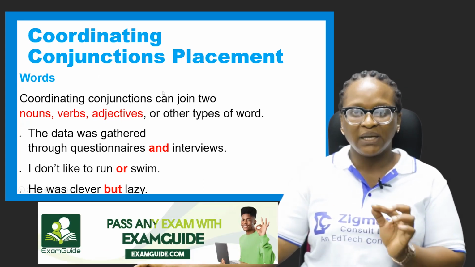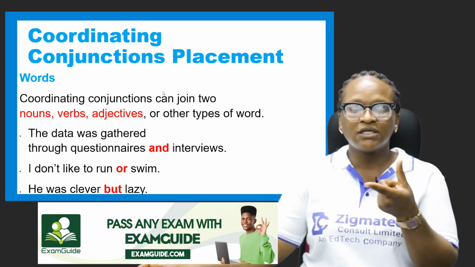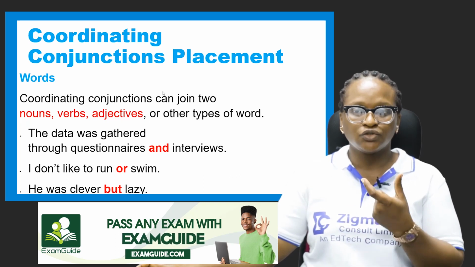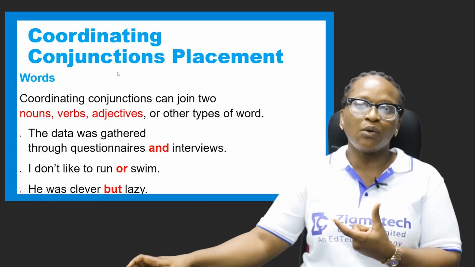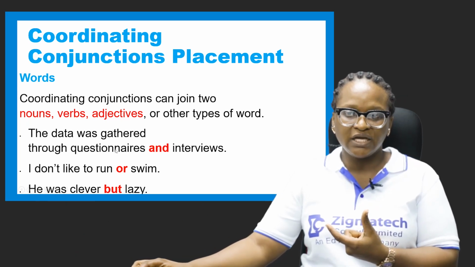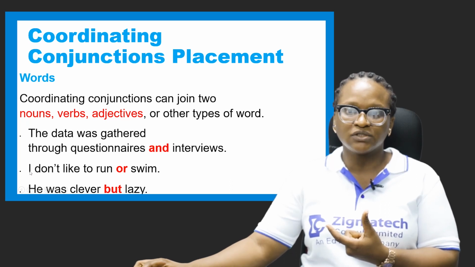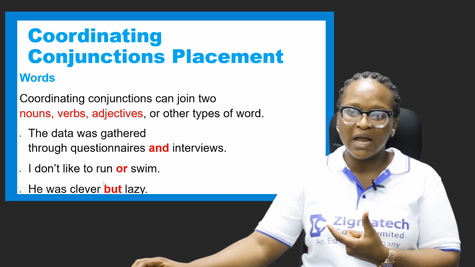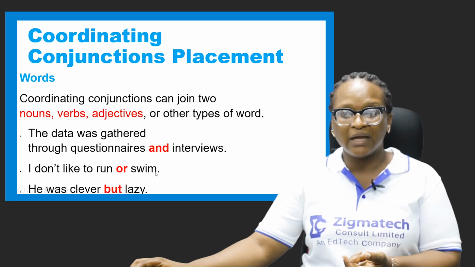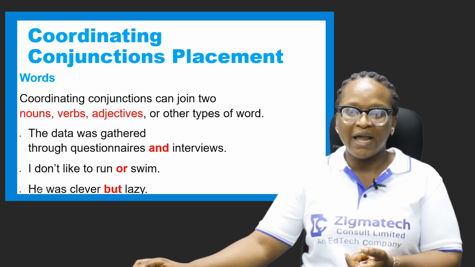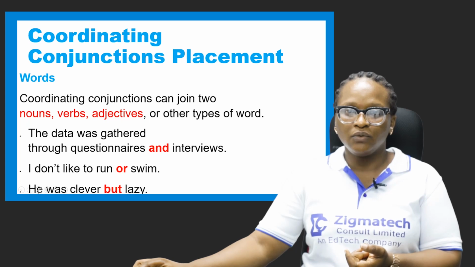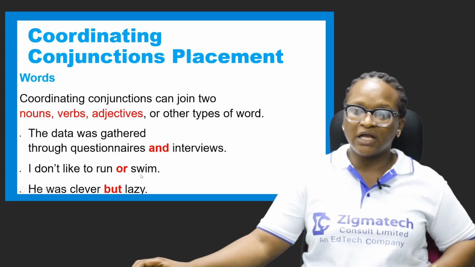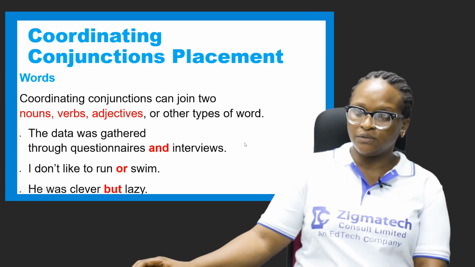Coordinating conjunctions, placement. How you place them. You can use and to join two nouns. We've used or to join two verbs, and we've used but to join two adjectives. The data was gathered through what? Questionnaires, nouns; interviews, nouns. I don't like to run or swim. No, I can't. The two can't be done. So: I don't like to run, neither do I like to swim. All right. We have he was clever but lazy. Clever but lazy. These are two adjectives joined together.